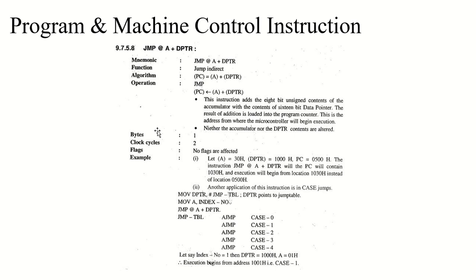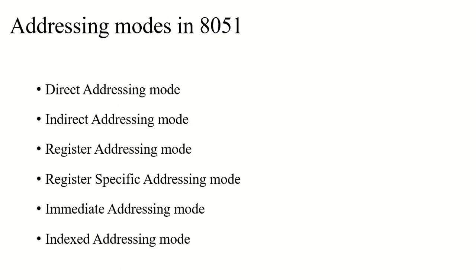If you remember, JMP @A+DPTR, right? It is a jump indirect function, and it will perform the jump instruction, but there is more to it than just a simple jump instruction. See, when we discussed the addressing modes, we saw this index addressing mode.